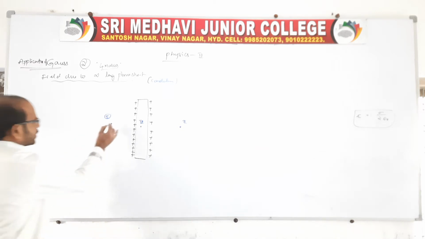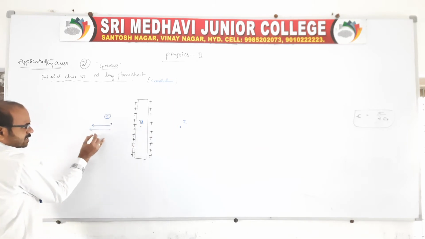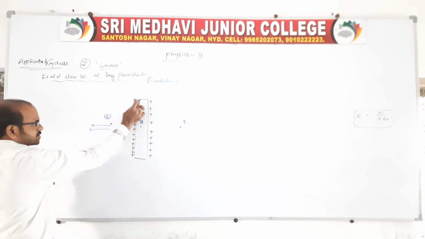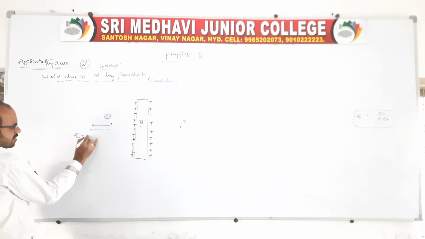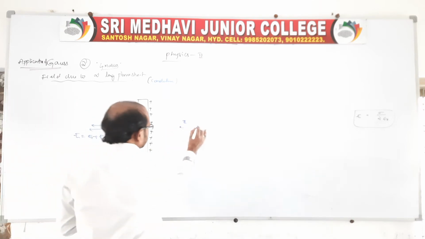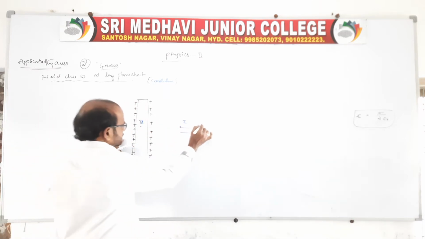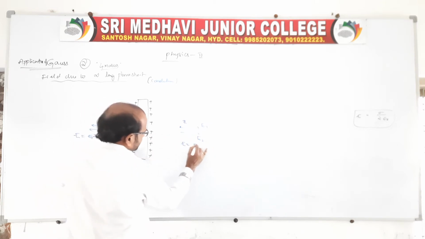Now at this point, due to this there is a field acting, and due to this also a field is acting. See, both the field intensities are in the same direction, due to this sheet and due to this sheet, so the resultant will be E1 plus E2. Both are in the same direction. Here also, due to this sheet E1, due to this sheet E2, so the resultant will be E1 plus E2.